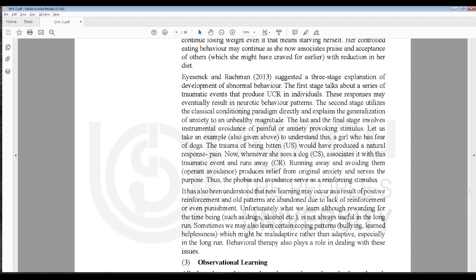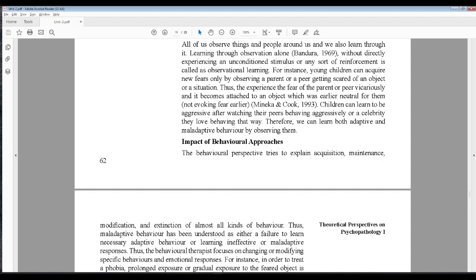3. Observational learning. All of us observe things and people around us, and we also learn through it. Learning through observation alone, Bandura, 1969, without directly experiencing an unconditioned stimulus or any sort of reinforcement, is called observational learning. For instance, young children can acquire new fears only by observing a parent or a peer getting scared of an object or a situation. Thus, they experience the fear of the parent or peer vicariously, and it becomes attached to an object which was earlier neutral for them, not evoking fear earlier.